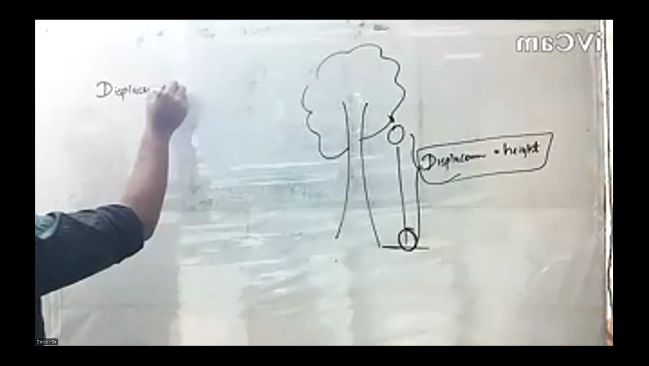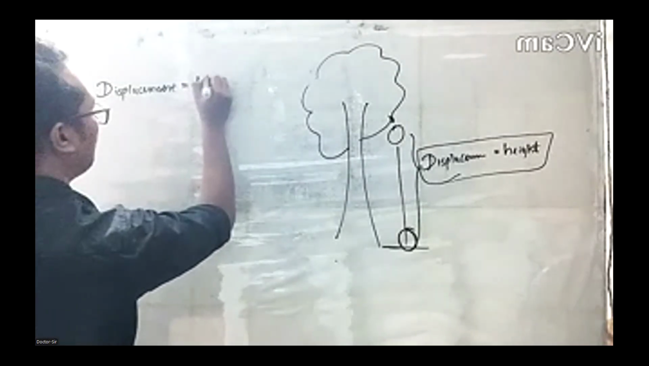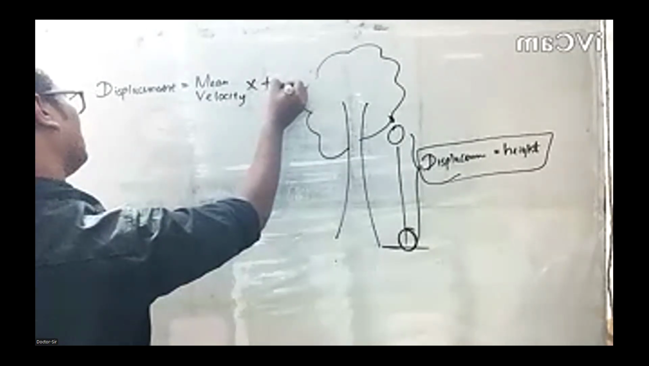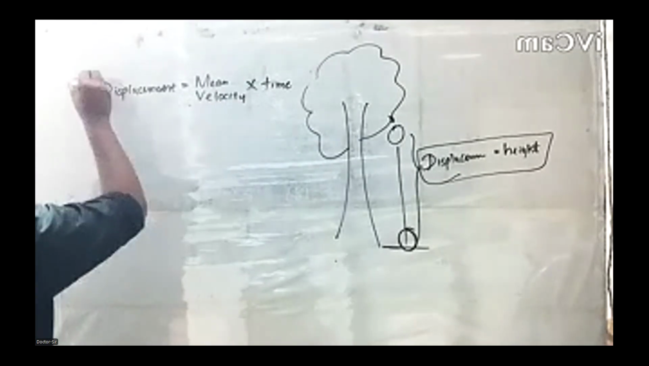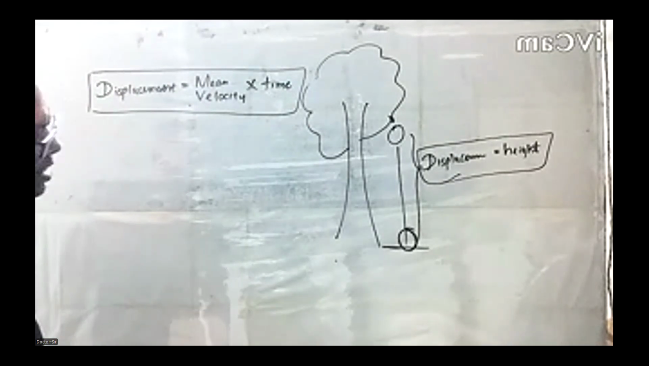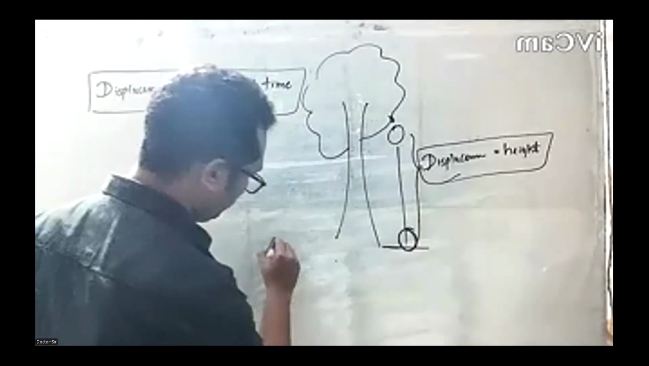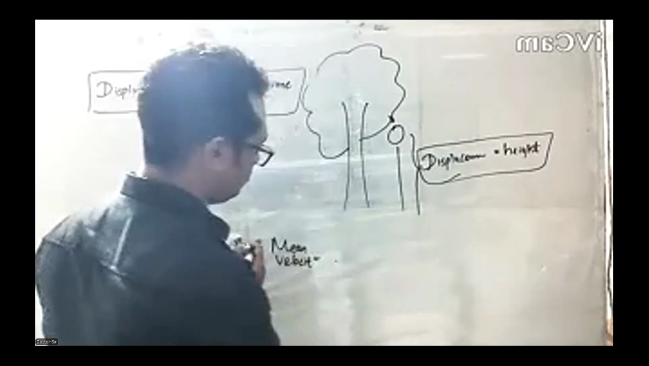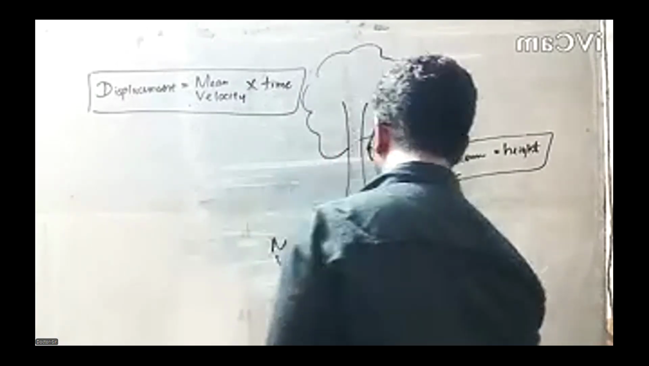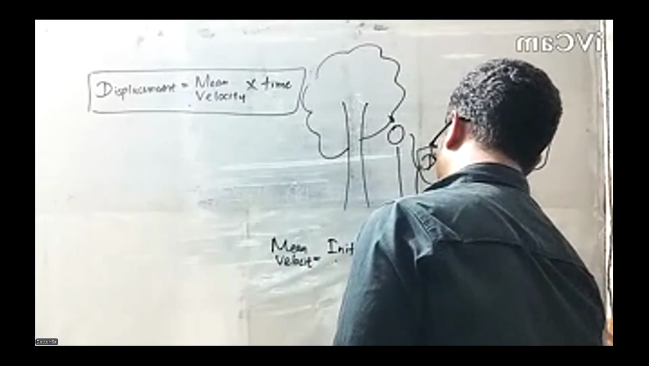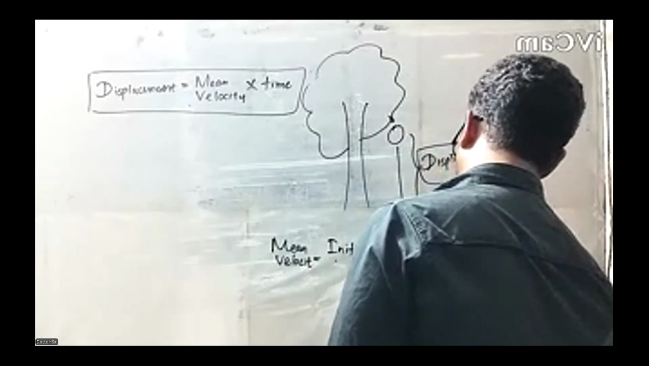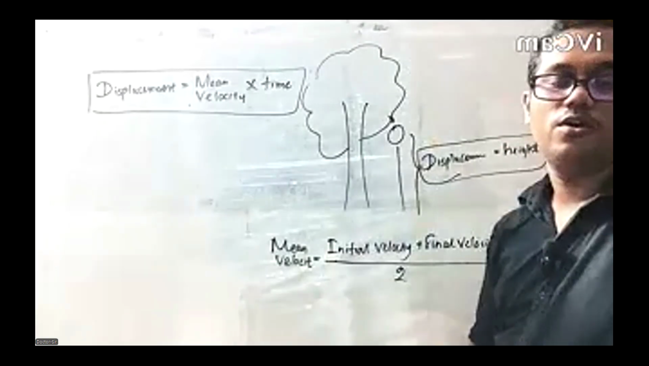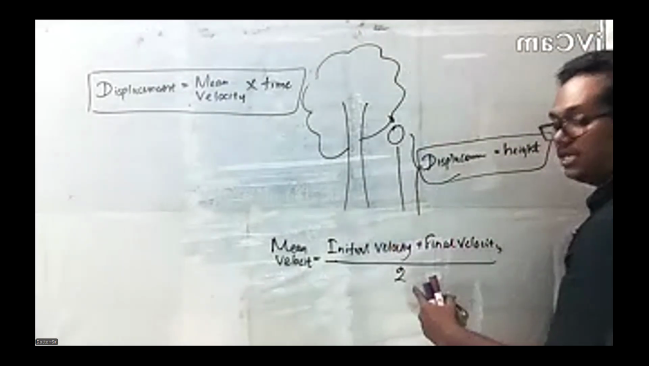As in previous questions, we use displacement equals mean velocity multiplied by time, right? Mean velocity multiplied by time, that is displacement. So what is the mean velocity here? We have to find that as well. So I will write down mean velocity: initial velocity plus final velocity divided by 2.